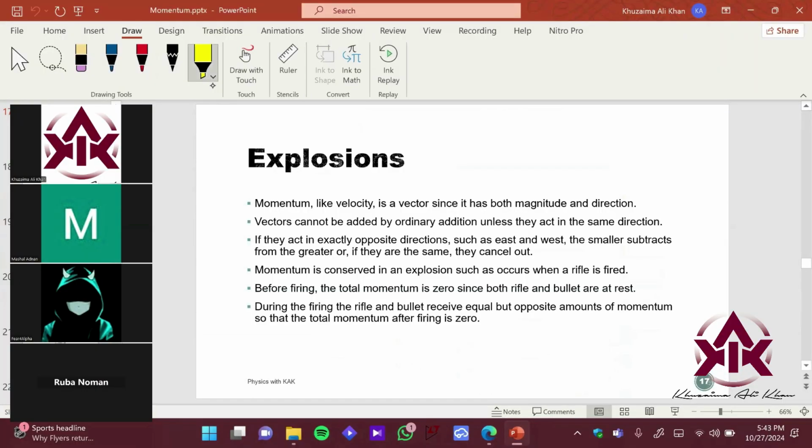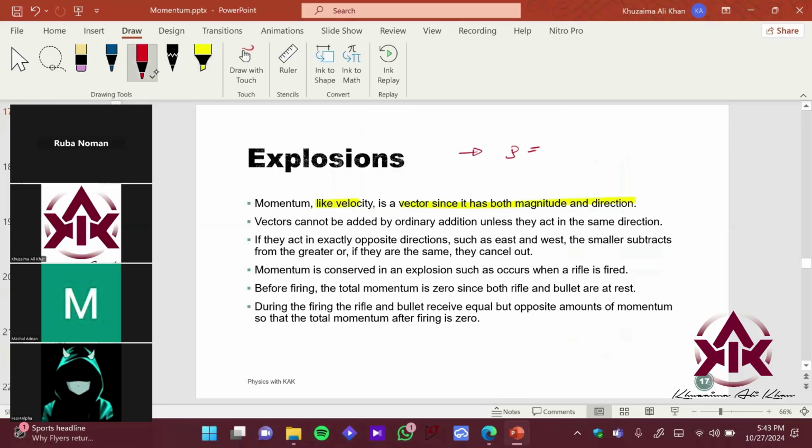So momentum, like velocity, is a vector quantity since it has both magnitude and direction, right? Just as I told you in the first chapter, momentum is equal to mv.